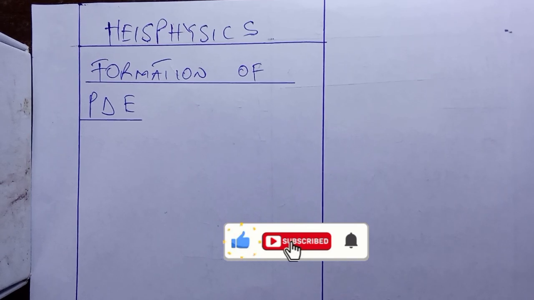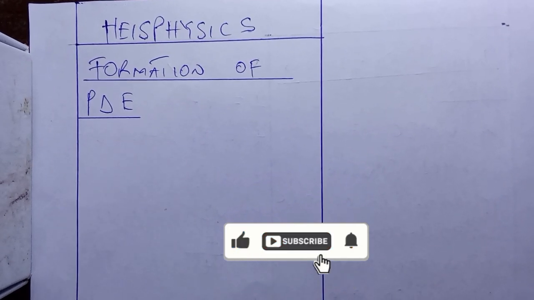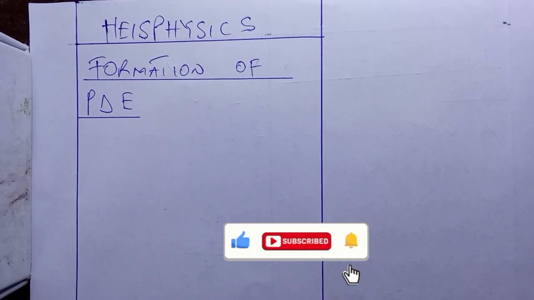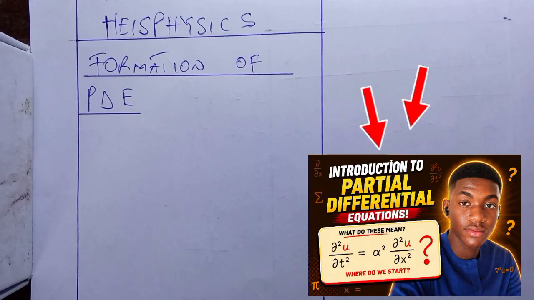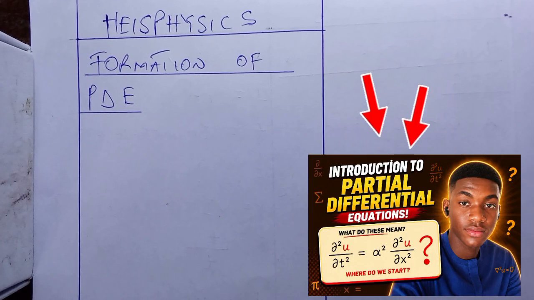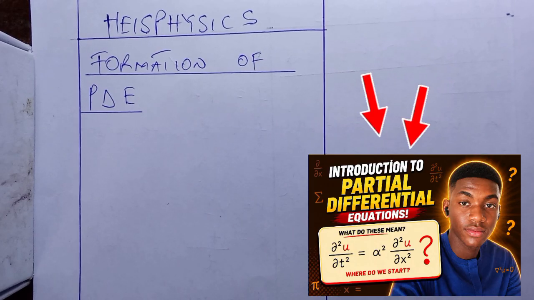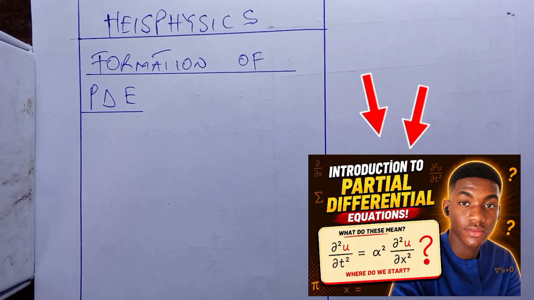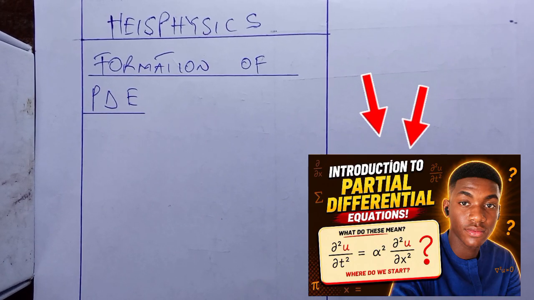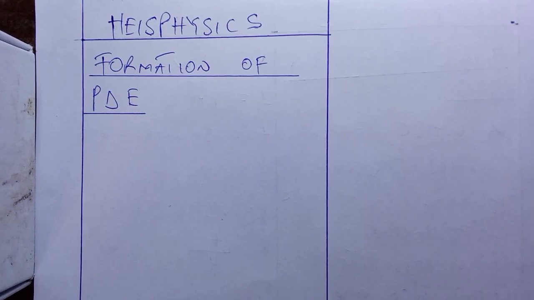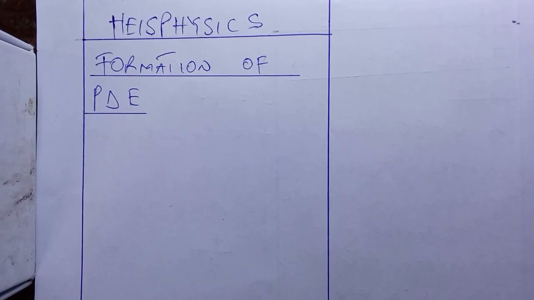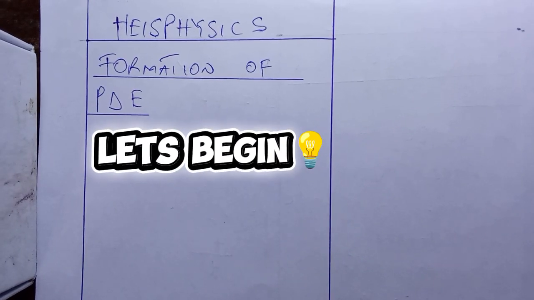In today's video, we're talking about formation of PDE. But in our previous class, I taught the introduction of PDE, where I gave you the definition of PDE, the symbol of a PDE, the standard equation for a PDE, classification of PDE, whether hyperbolic, parabolic, or elliptic, and finally we solved a few examples. So ensure that you check out that video when you're done watching this one. So let's get to the class.